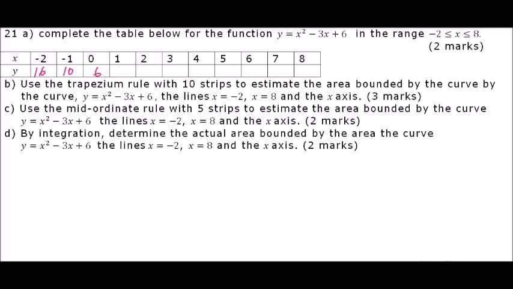When x is 1, you get 4. When x is 2, you get 4 again. When x is 3, you get 6. When x is 4, you get 10. When x is 5, you get 16. Here you get 24, here you get 34, and finally you get 46. So by getting those values, you'll be able to get yourself 2 marks.